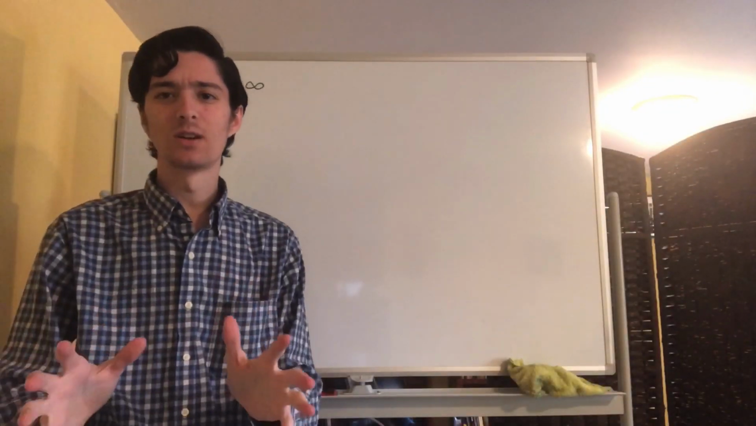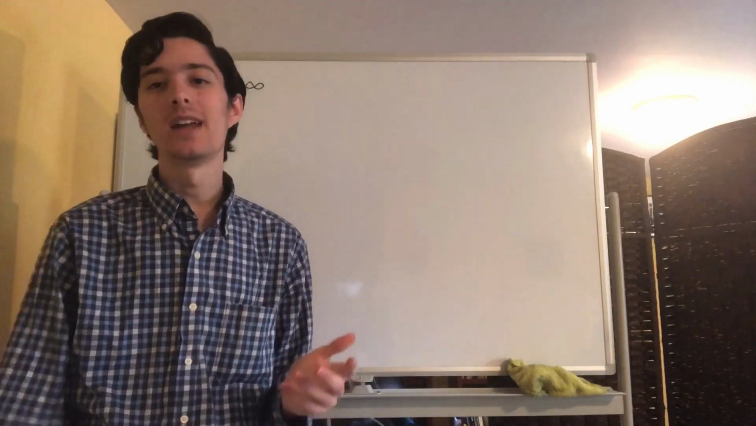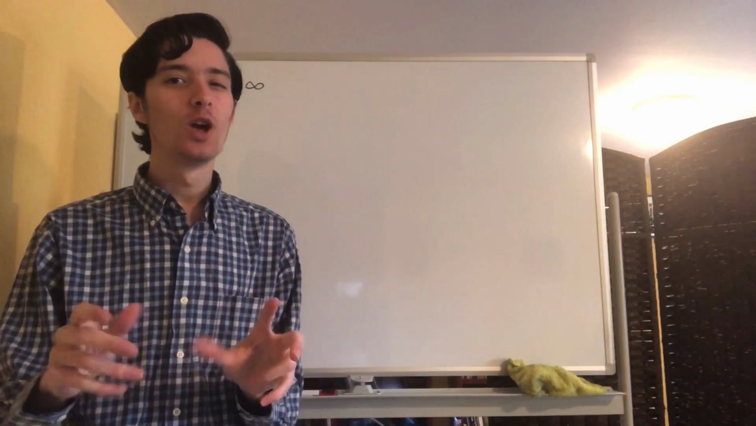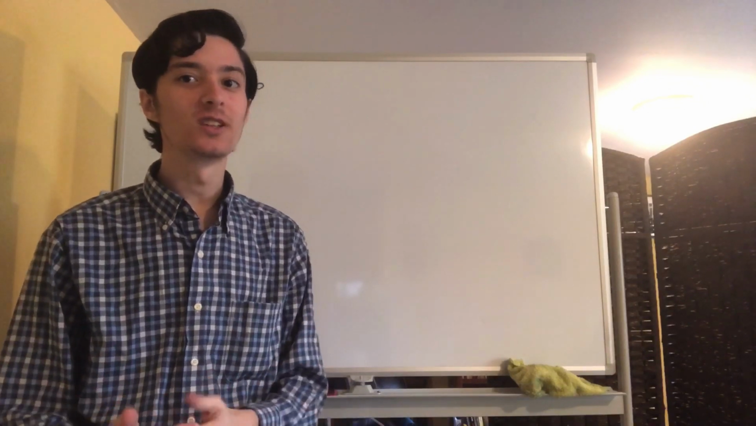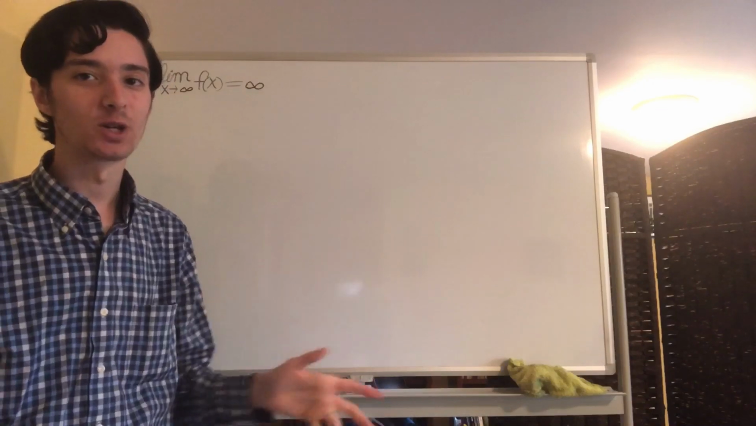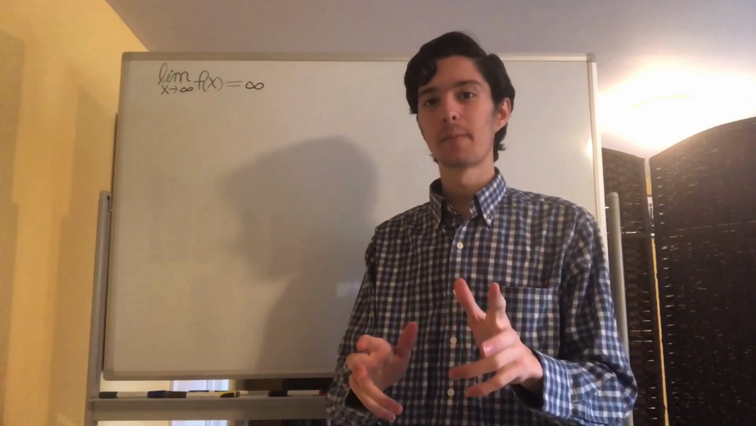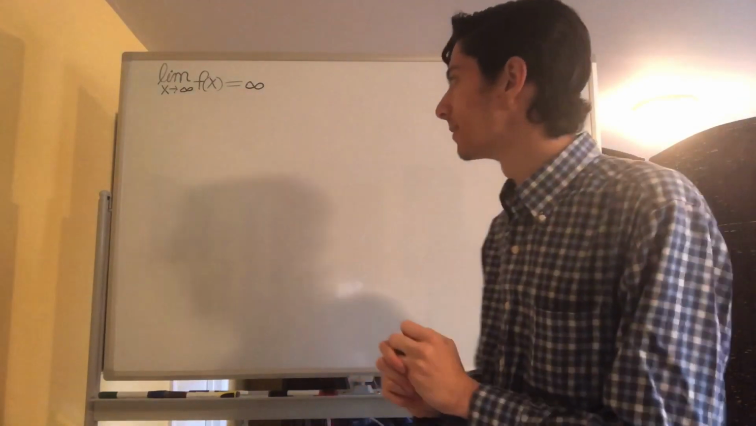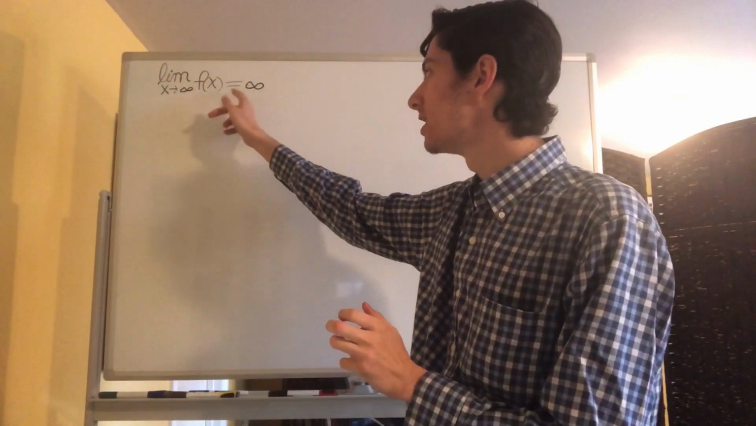In the last episode, we looked at a more intuitive definition of a limit and used our intuition to determine what the limit would be as x approaches a specific value of a function by looking at the graph of that function. In this episode, we are going to be looking at a more precise definition of a limit. In this case specifically, the limit as x approaches infinity of f of x equals infinity.